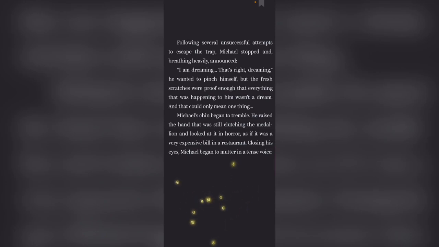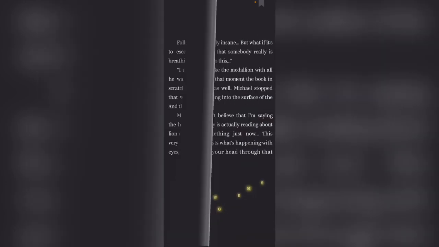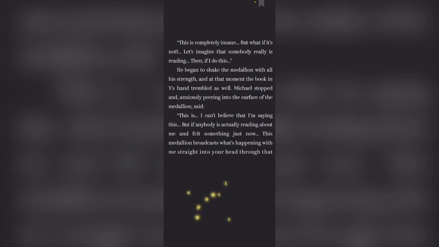Closing his eyes, Michael began to mutter in a tense voice. "This is completely insane. But what if it's not? Let's imagine that somebody really is reading. Then if I do this..." He began to shake the medallion with all his strength. It vibrated. At that moment, the book in Y's hand trembled as well.